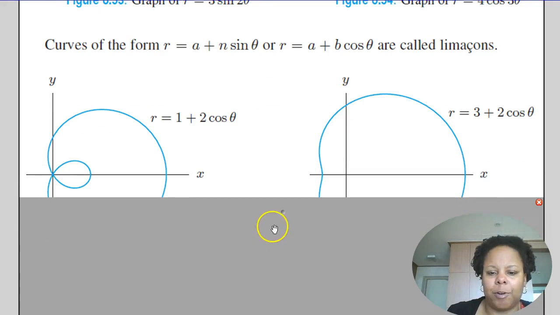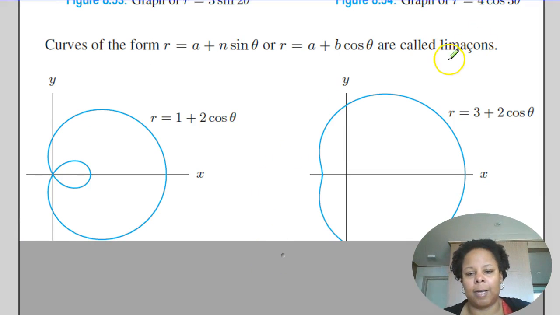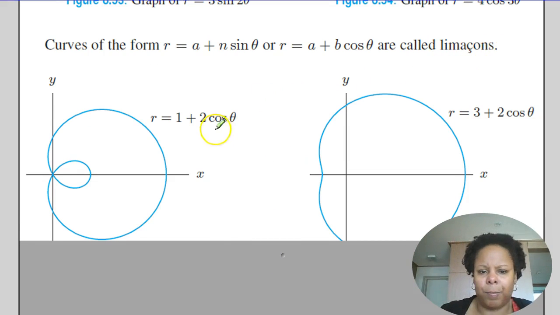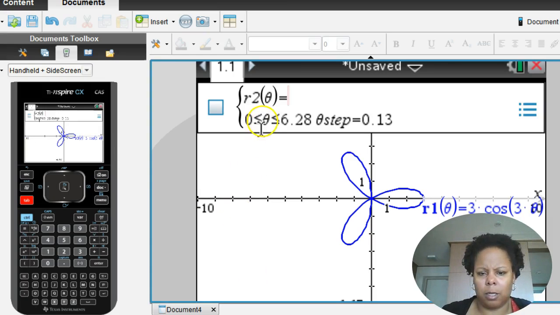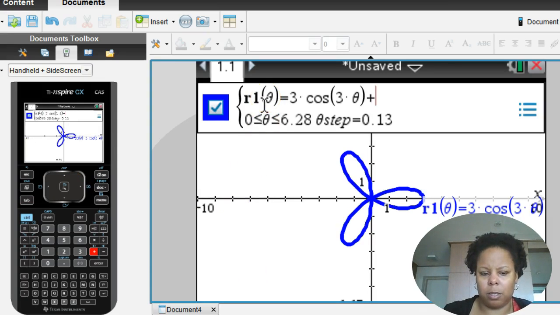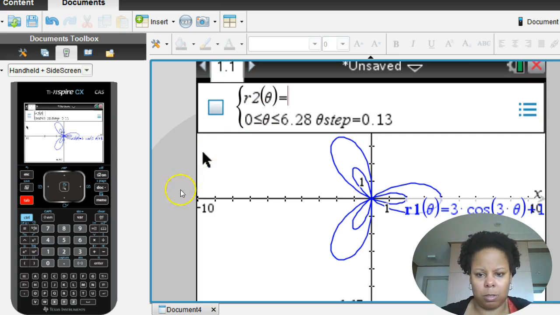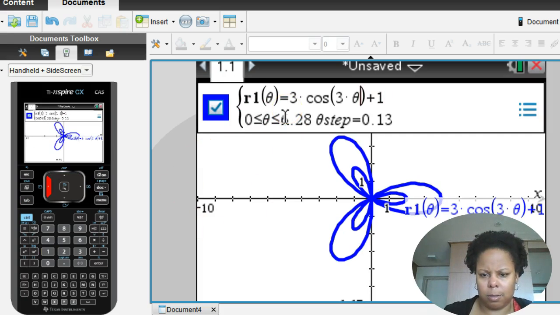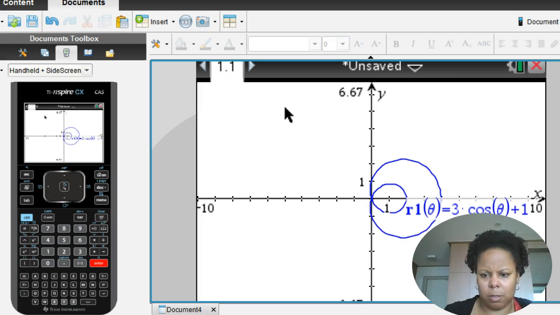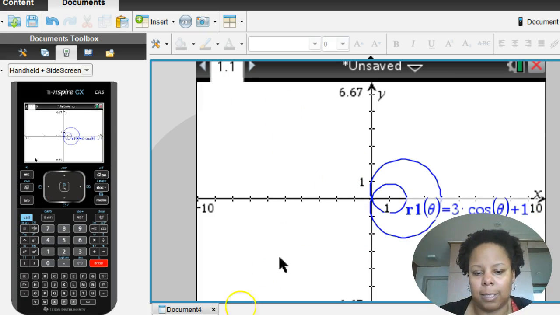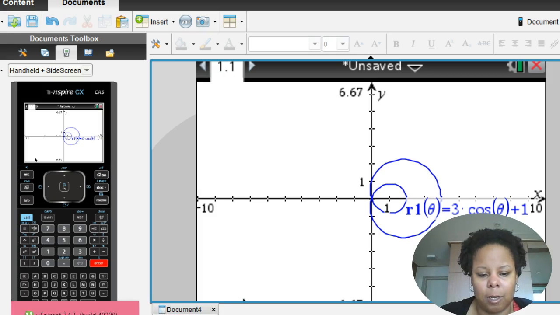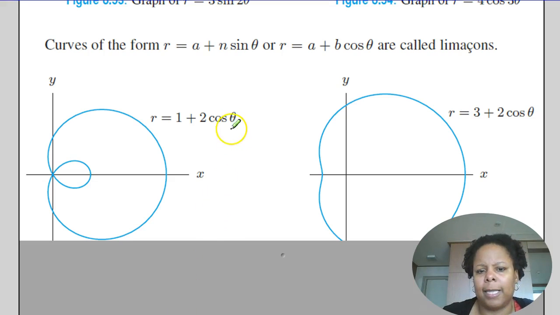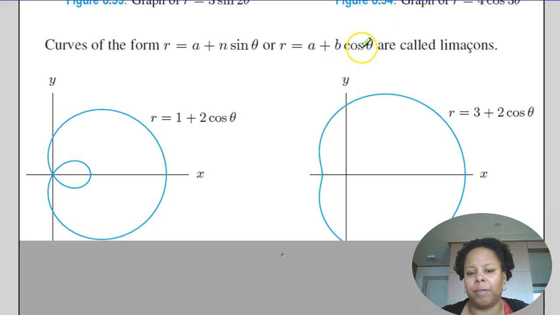The next type of graph is called limaçons, and I don't know how to pronounce it because I'm not French. They kind of look like rose forms, but they add a constant to it. So I'm just going to add a constant very quickly to this. Okay, and it looks like that. Those are called limaçons. In this case, the period is just 2 pi, since there's no b value. The b value is just 1.